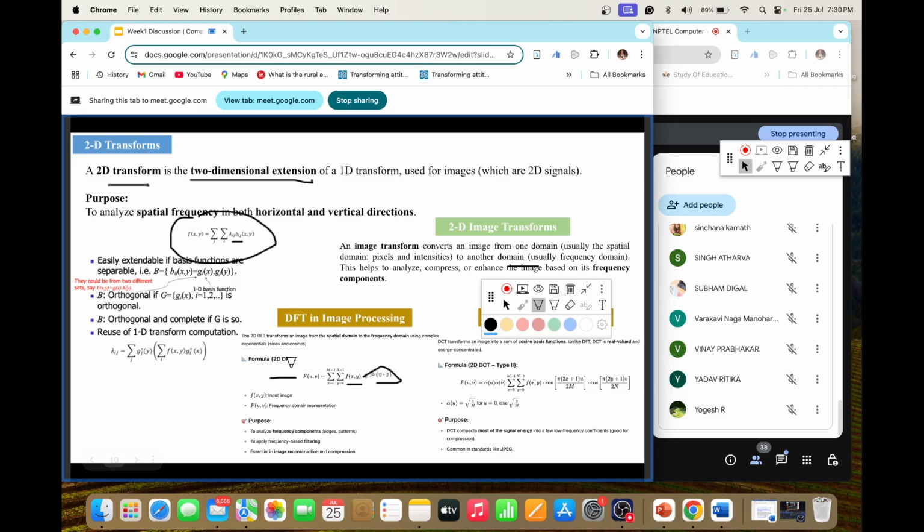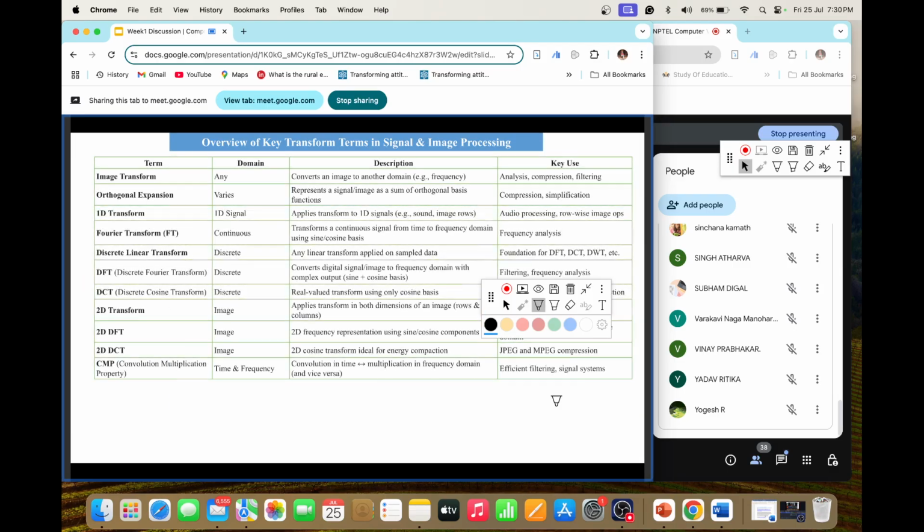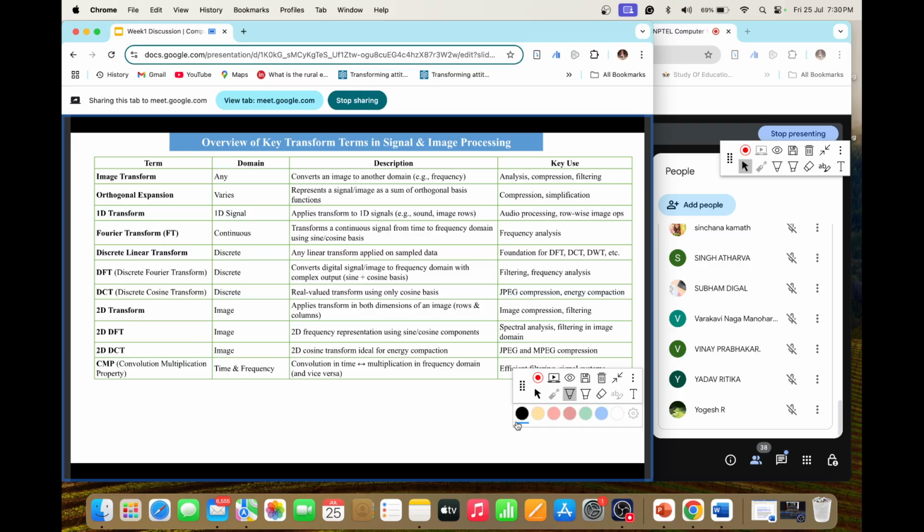DFT means sine as well as cosine. DCT means we are only dealing with cosine. So here only the cosine term will be left. Okay, now the overview. This is the chart that I have given. You can just read it. I will be giving the slide, so you can just read it.